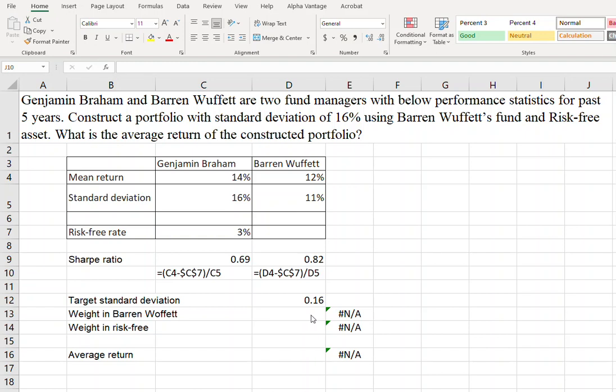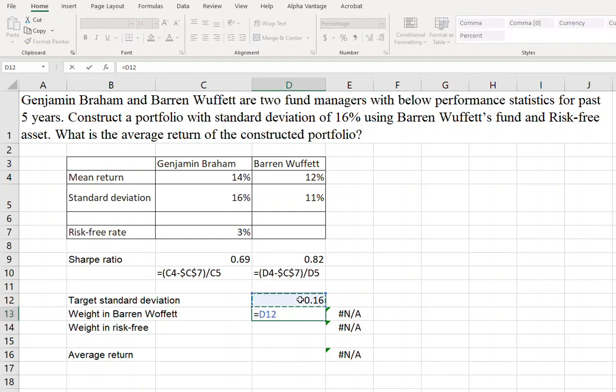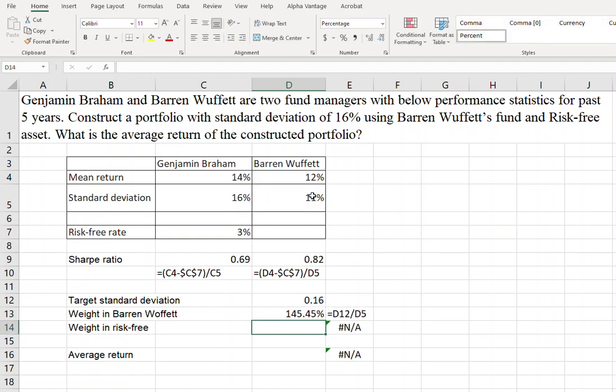So we need to first figure out how much we need to have in Woofet. And the way that we would do that is by looking at our target and then dividing that by the amount that the Woofet portfolio brings, 11% standard deviation. We see then we need to go long an extra 45% in Woofet. What that means is we also then need to get capital from somewhere. And the way that we're going to do that is we're going to short the risk-free.